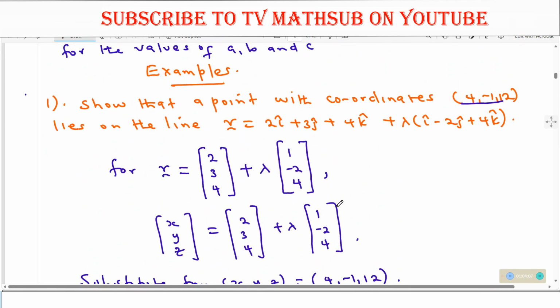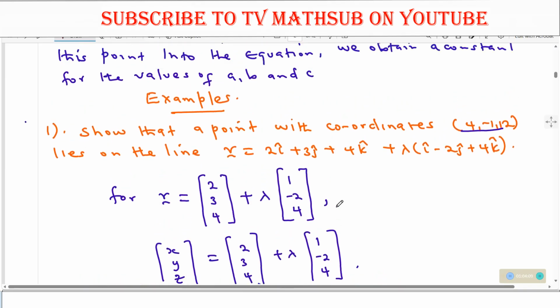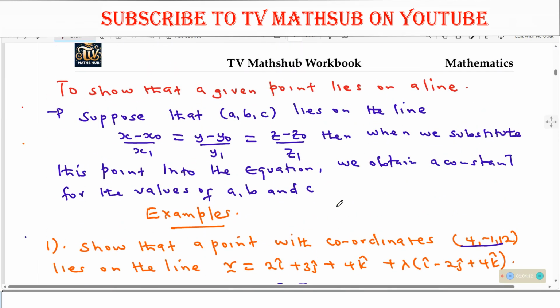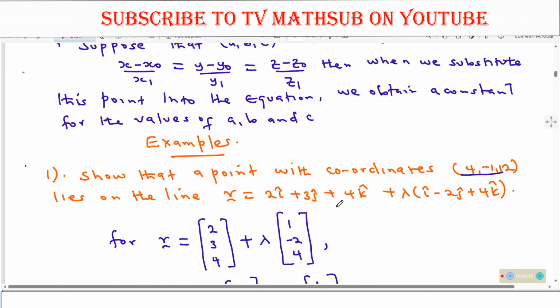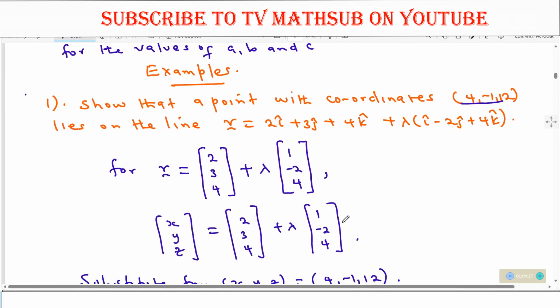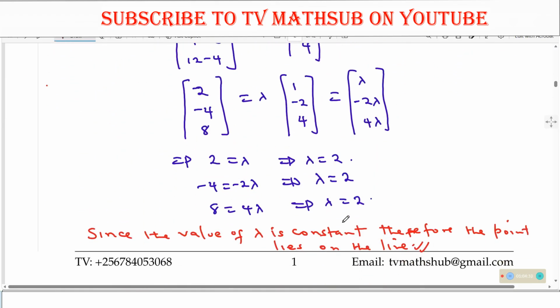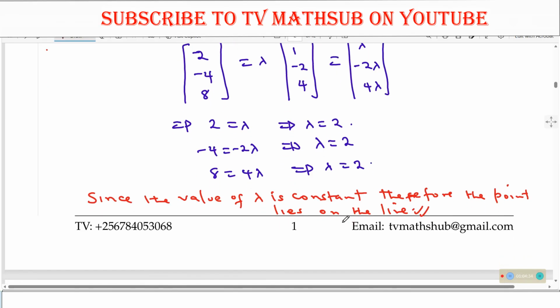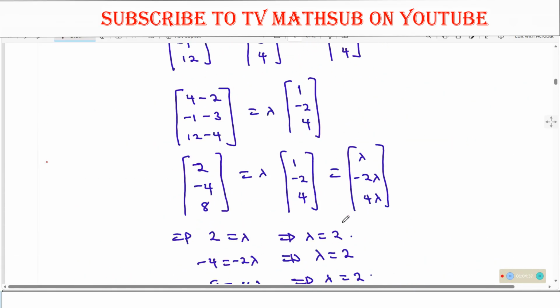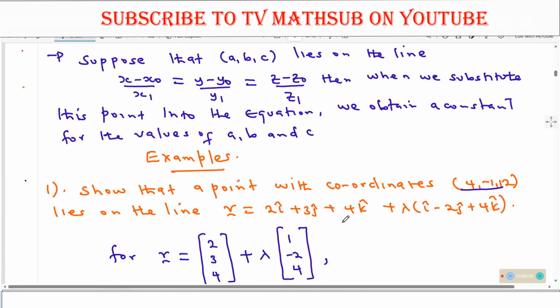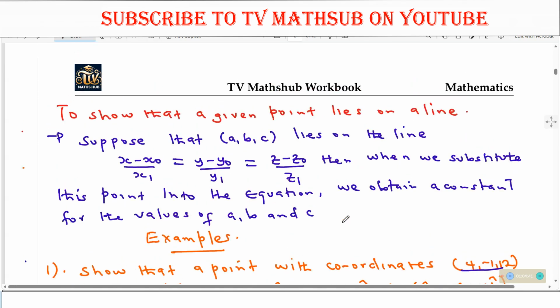So that is how we show that a given point lies on a line. If a point lies on the line, then the point must be satisfying the equation of the line. So you simply put it where there is r, simplify, get the values for lambda, and from there you conclude basing on the values of lambda. So that is our example 1. And if it is okay, we can look at another example.